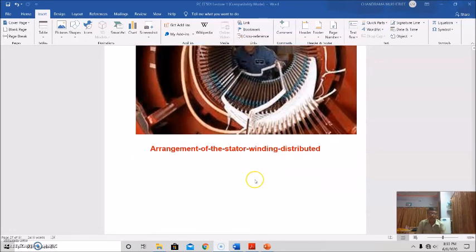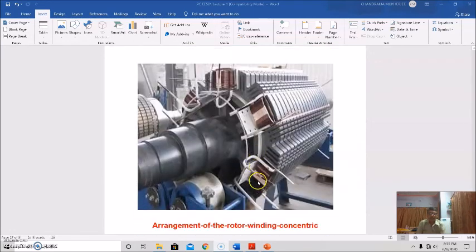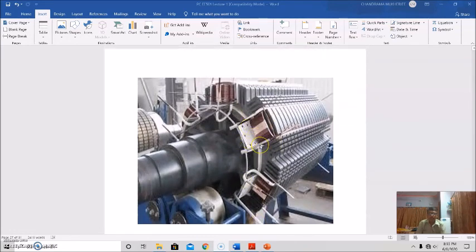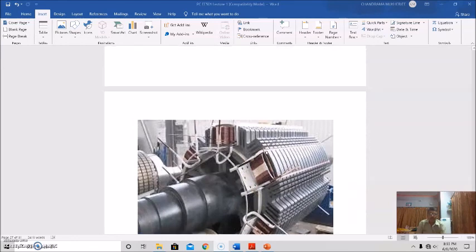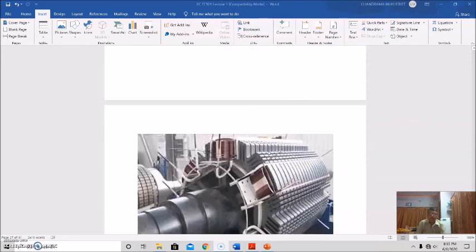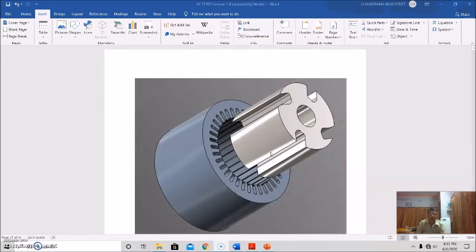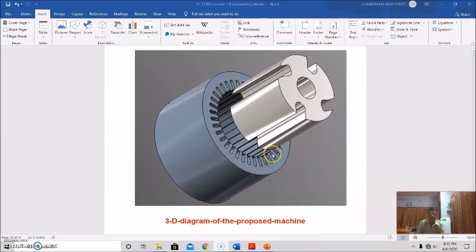And then we have gone to the concentric rotor winding. Taking into consideration both the armature, stator and rotor, we saw what the three-dimensional 3D diagram of the machine will be. So this is the stator part, and this is the rotor part.